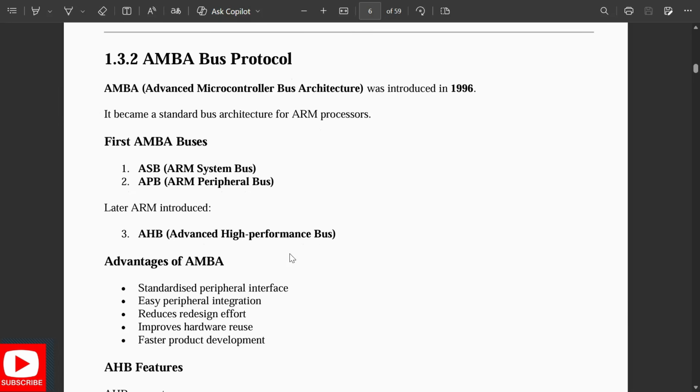Next is the AMBA bus protocol. AMBA is the Advanced Microcontroller Bus Architecture, which was introduced in 1996. It became a standard bus architecture for ARM processors. The first AMBA buses were ASB, the ARM System Bus, and APB, the ARM Peripheral Bus. Later ARM introduced AHB, the Advanced High-performance Bus. The advantages of this architecture are a standardized peripheral interface, easy peripheral integration, reduced redesigning effort, improved hardware reuse and faster product development.